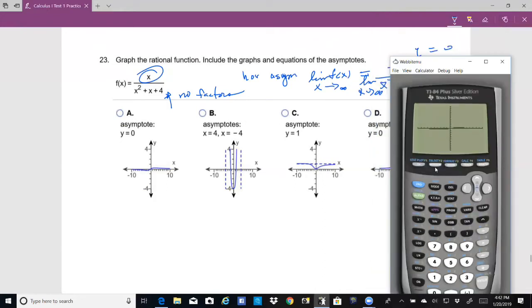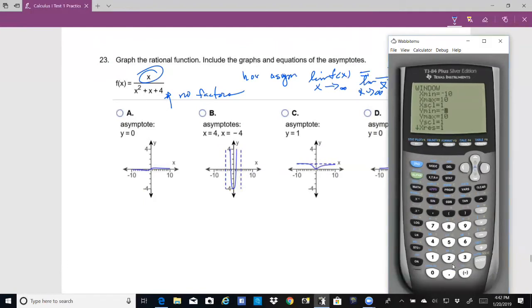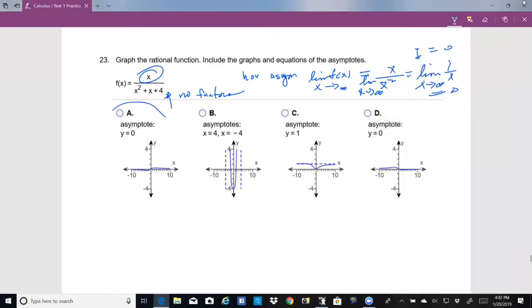To make it look a little more, change the y min to minus 4, y max to plus 4. You'll be able to see it just a little bit better. And it's obviously answer A. And you see the horizontal asymptote being y equals 0. So answer 23 is A.